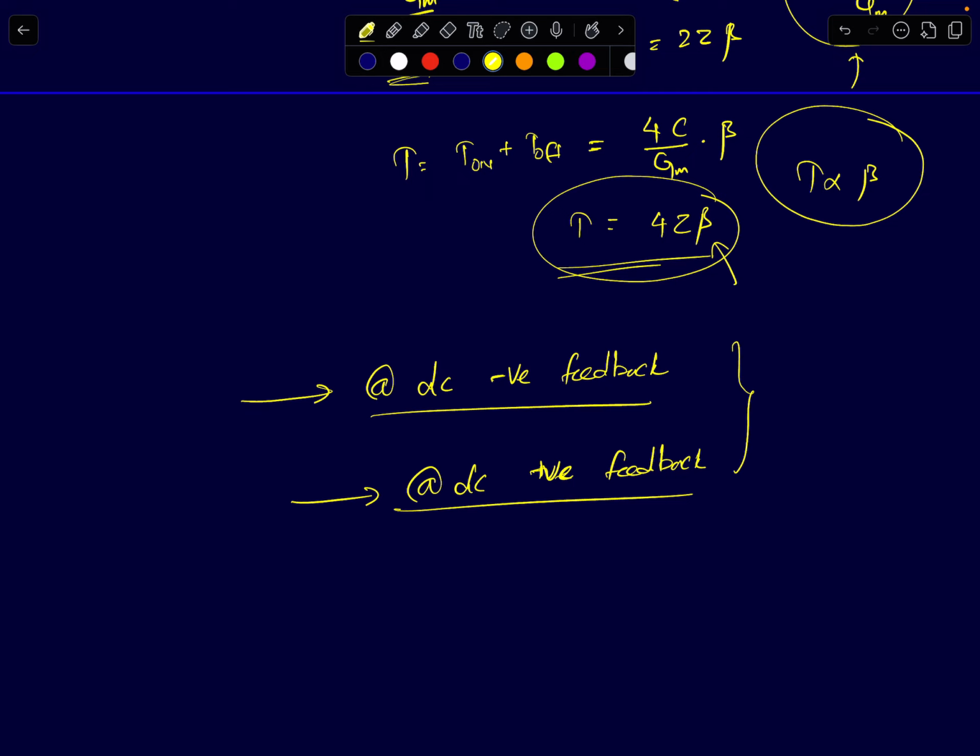But since we are only talking about basic analysis of these circuits, keep these 2 points in mind. Anytime you are analyzing a feedback based oscillator circuit, which is what we normally encounter in most of the analog electronics courses, at DC you should have a negative feedback. Okay, if you have a positive feedback at DC, the circuit will latch. Once the circuit latches, your gains become very small and the circuit may not oscillate. Okay, thank you.